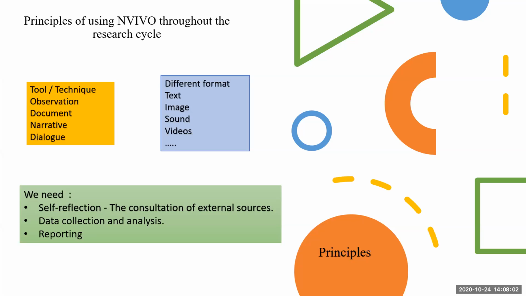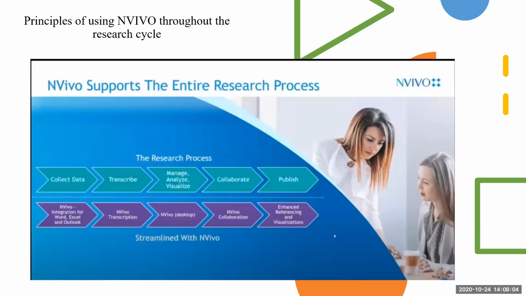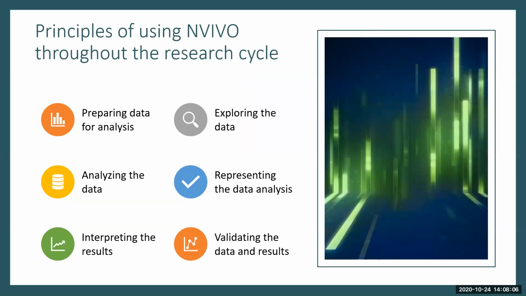How is that connected to the data analysis cycle? Let's check here. When we analyze qualitative data, we need to prepare data for analysis. NVivo helps us to prepare data for analysis. We need to explore the data, analyze the data, represent the data, interpret the results, and validate our data. So all of these steps are available, and NVivo can help us.